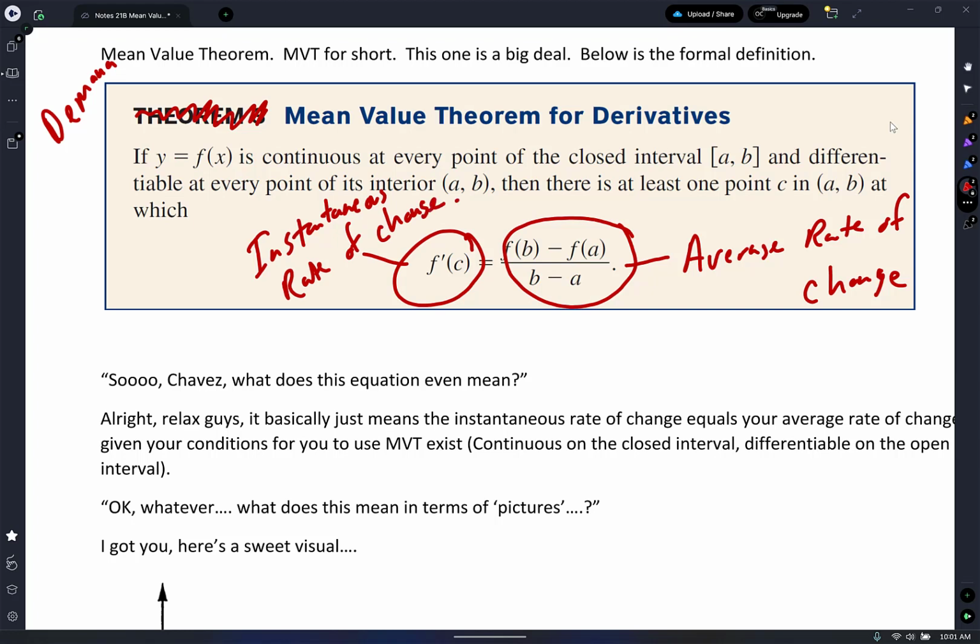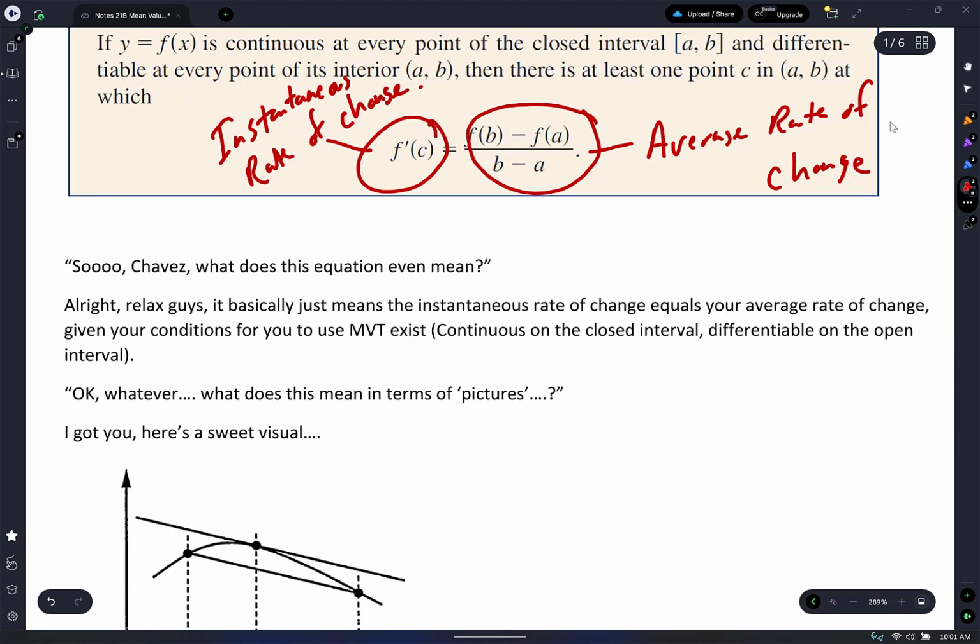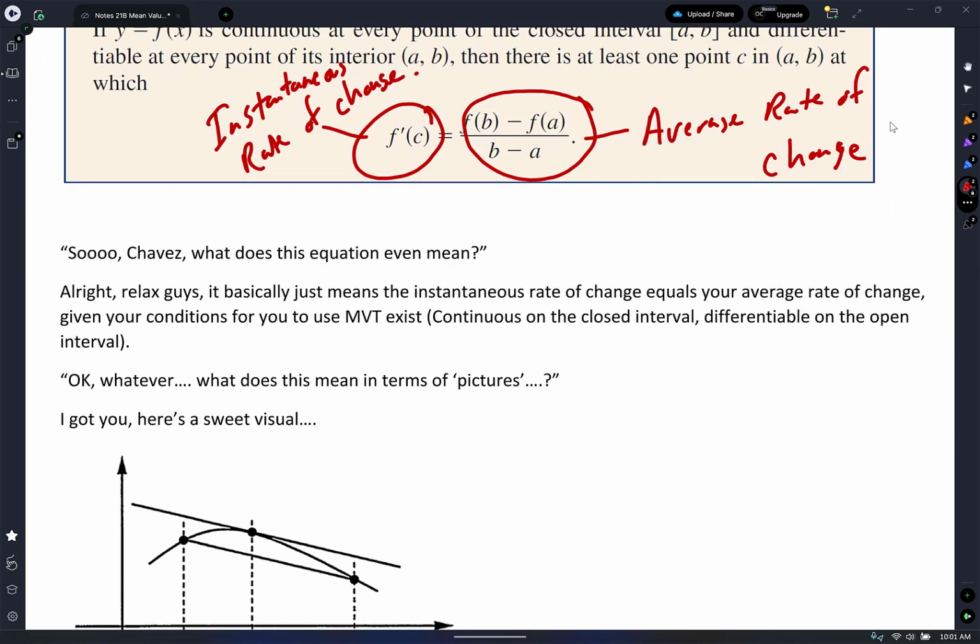All right, so what does the equation even mean? So look, I have it right here. It basically just means that the instantaneous rate of change equals your average rate of change, given your conditions for you to use the MVT exist. Continuous on the closed, differentiable on the open. So that means, Chavez, what does that mean? Can you show it? Okay, I'll show you in a little bit. What does that mean in terms of pictures?